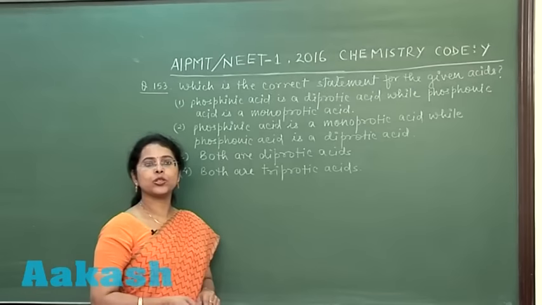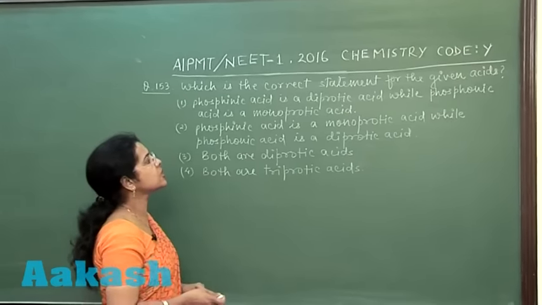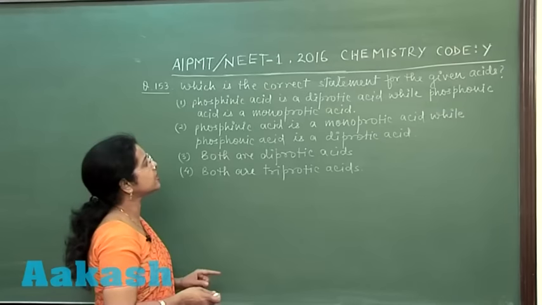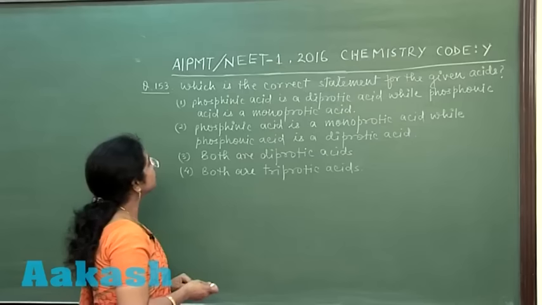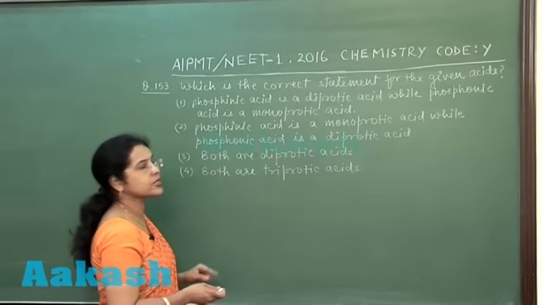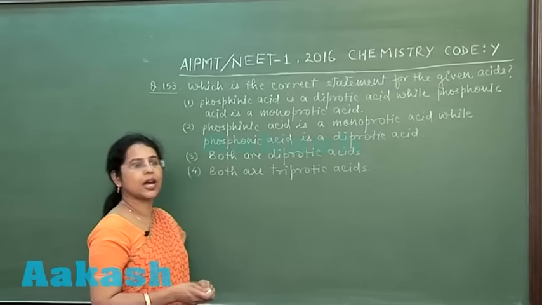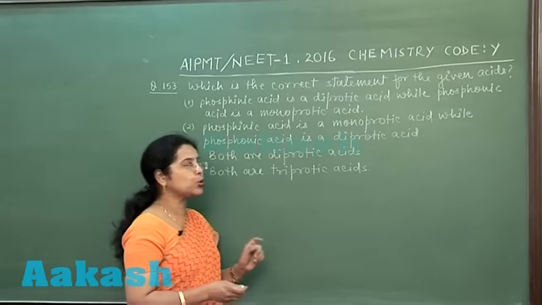So moving to the next question of today's paper, question number 153. Which is the correct statement for the given acids? First option, phosphinic acid is a diprotic acid while phosphonic acid is a monoprotic acid. Second option, phosphinic acid is a monoprotic acid while phosphonic acid is a diprotic acid. Third option, both are diprotic acids, and fourth option, both are triprotic acids.